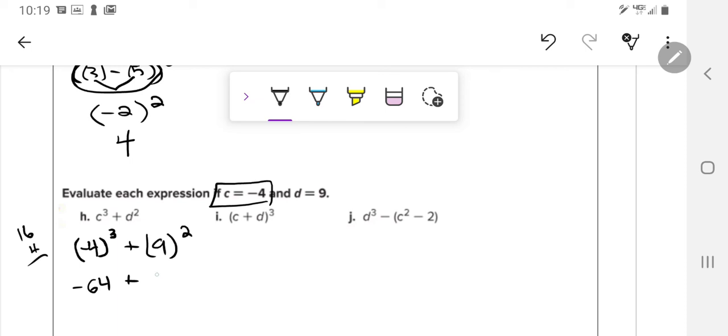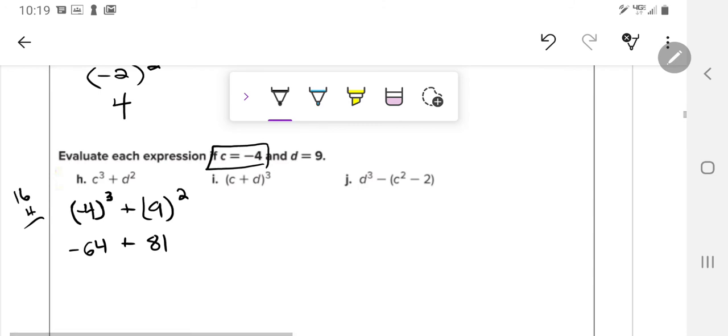Okay, 9 to the second now is 81. That's 9 times 9. And now we have to add. I'm going to start at negative 64, and I'm going to go to the right 81. If you envision that on a number line, it's going to start way far to the left of 0, down at negative 64. But then it's going to start hopping back to the right towards 0, and then past 0. You have to envision that so you can understand what's going on here.